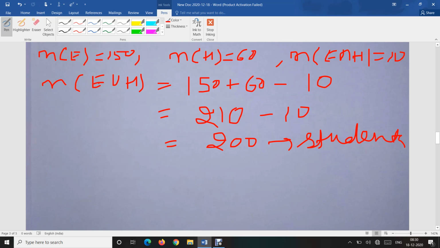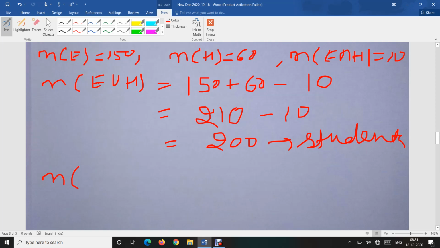Now you are asked how many speak only Hindi. Now the term only is added here. How many can speak Hindi only? Only Hindi means we have to remove the intersection portion and also the E portion. That means we have to find only n of H.